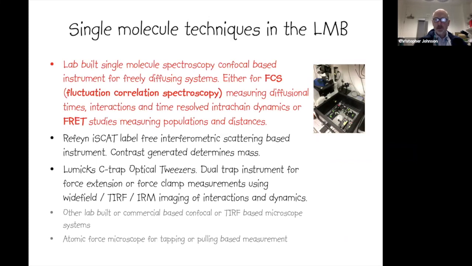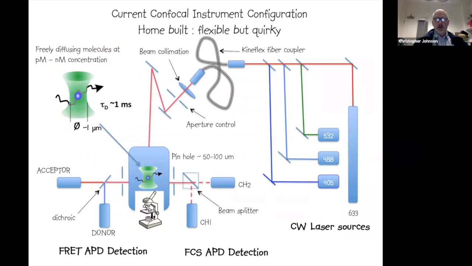So to come on to the first of these techniques, this is the configuration of the instrument that we have. And as you can see here, we have a variety of different lasers that we can use to excite our fluorophore at different wavelengths. And these are coupled into a fiber optic. We then collimate the beam and then pass it into the objective lens of an inverted confocal microscope with a high NA objective lens.